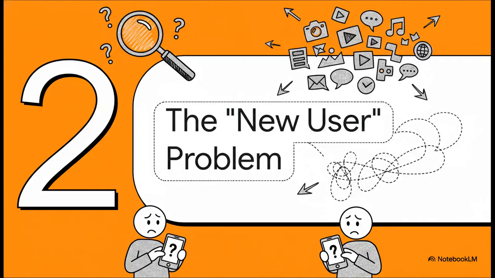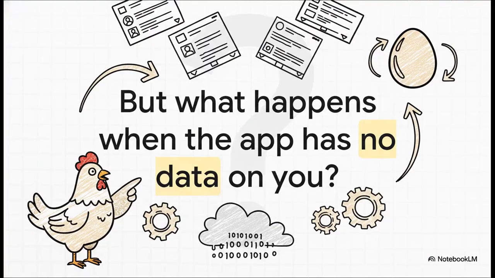Okay, so that totally explains how your feed gets so good once it gets to know you, but what about when you first sign up? It's that classic chicken and egg problem, isn't it? The algorithm needs your data to show you stuff, but you need to see stuff to generate any data in the first place. So how do they solve it?